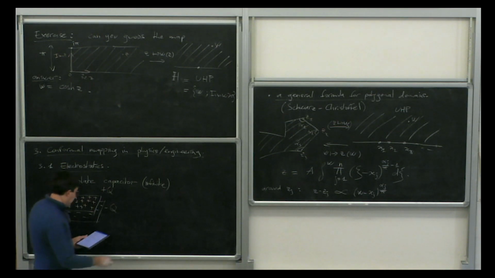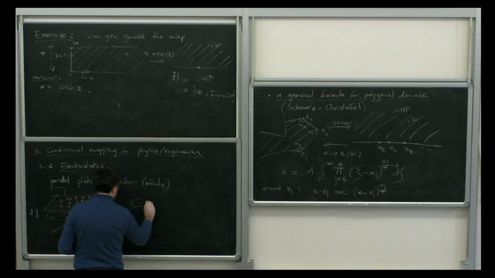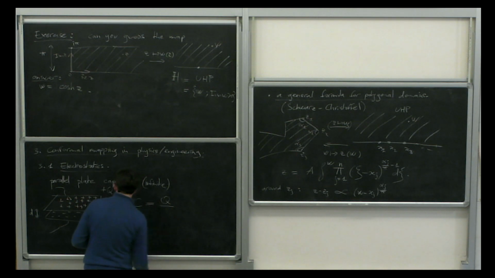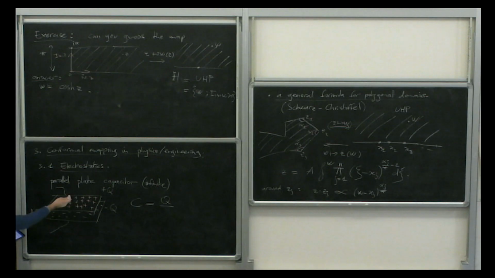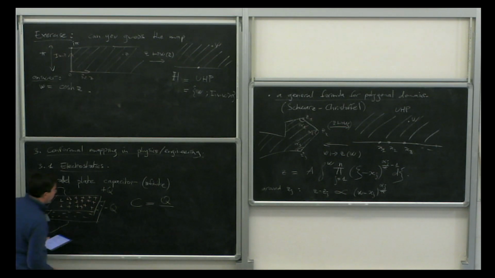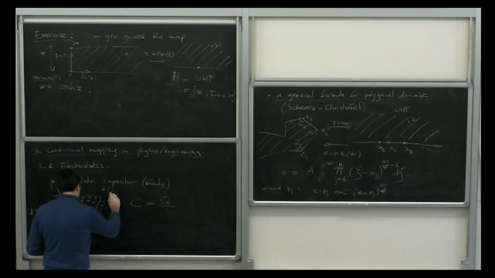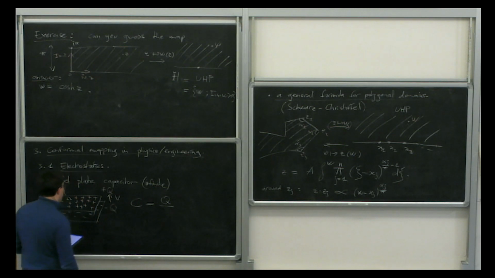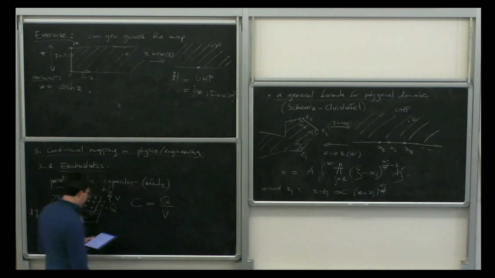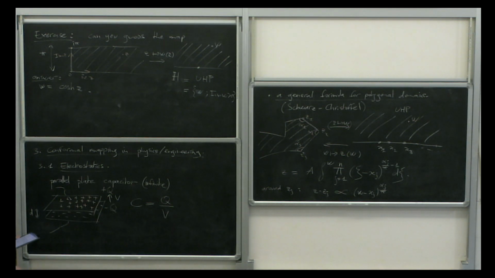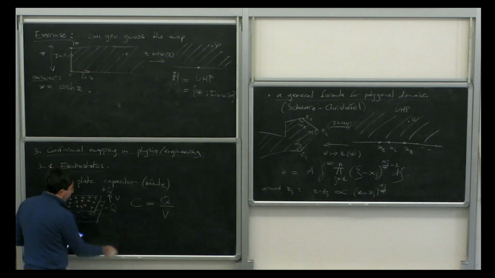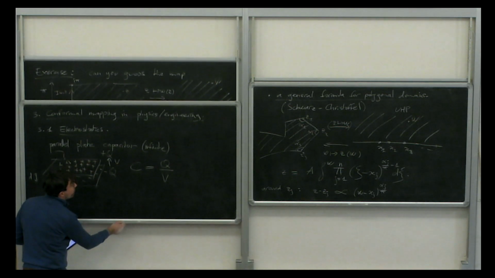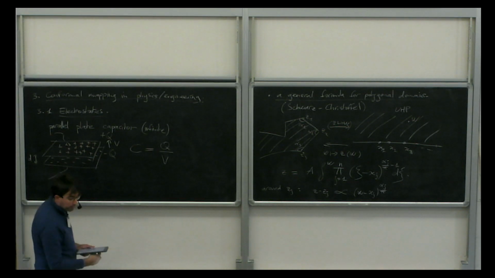And the capacitance of this thing is defined as the charge that has been accumulated on one of the two planes, divided by the voltage difference. So if there's some voltage difference between the two plates, the capacitance is Q over V. Do you know the formula for this thing? There's a very famous formula that you learned as undergrads.